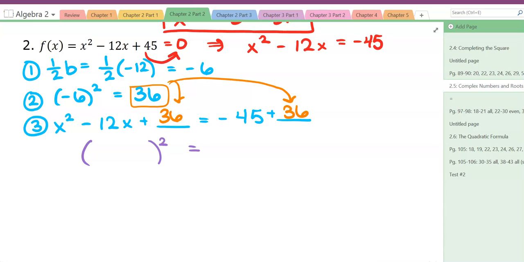So how do I write the left side as something squared? X, and then what's the number that goes in? Good, negative 6. So it's always that number from step 1. So x minus 6 squared. What's negative 45 plus 36? Negative 9, right? Okay, so if you got stuck somewhere, now we've got it all right here. I want you guys, if you haven't solved it yet, finish it up and solve this problem.